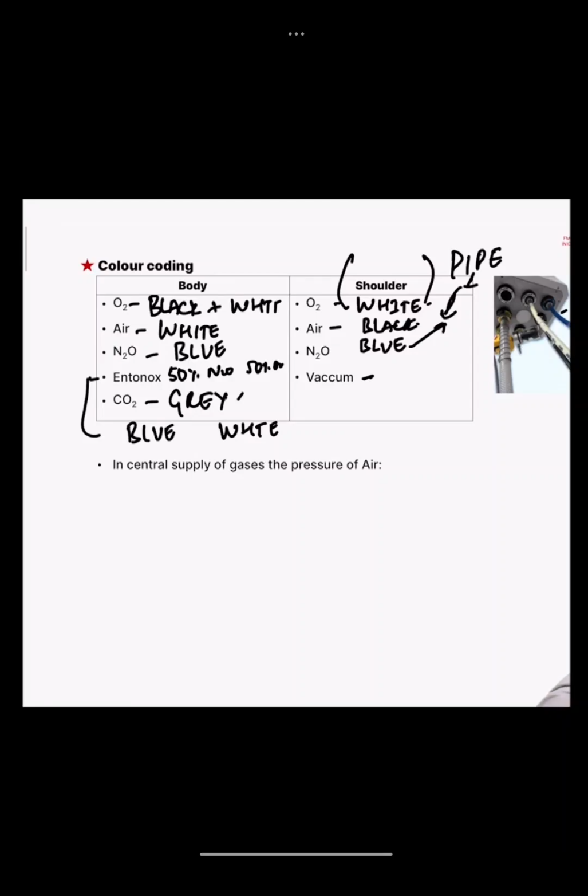What is the pipeline color of vacuum? Vacuum is for suction. Remember guys, vacuum we write with V. V, if you add a stroke, looks like Y. So you need to remember the vacuum pipeline color is yellow. And in the central supply of gases, the pressure of air is 60 psi.